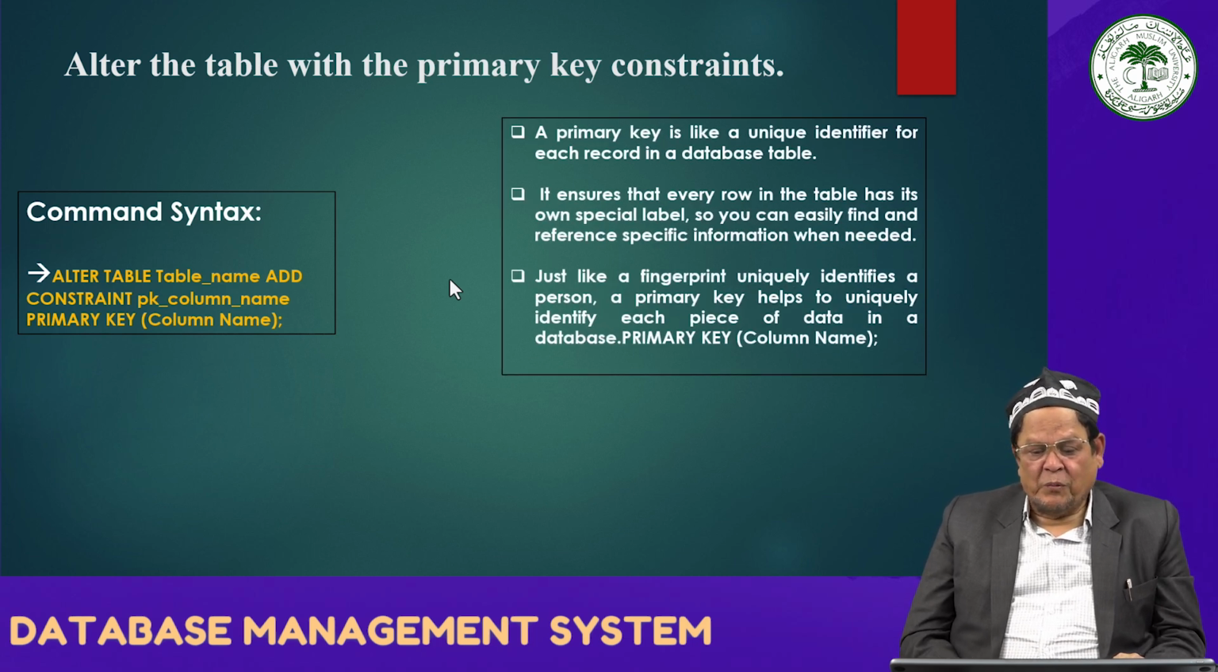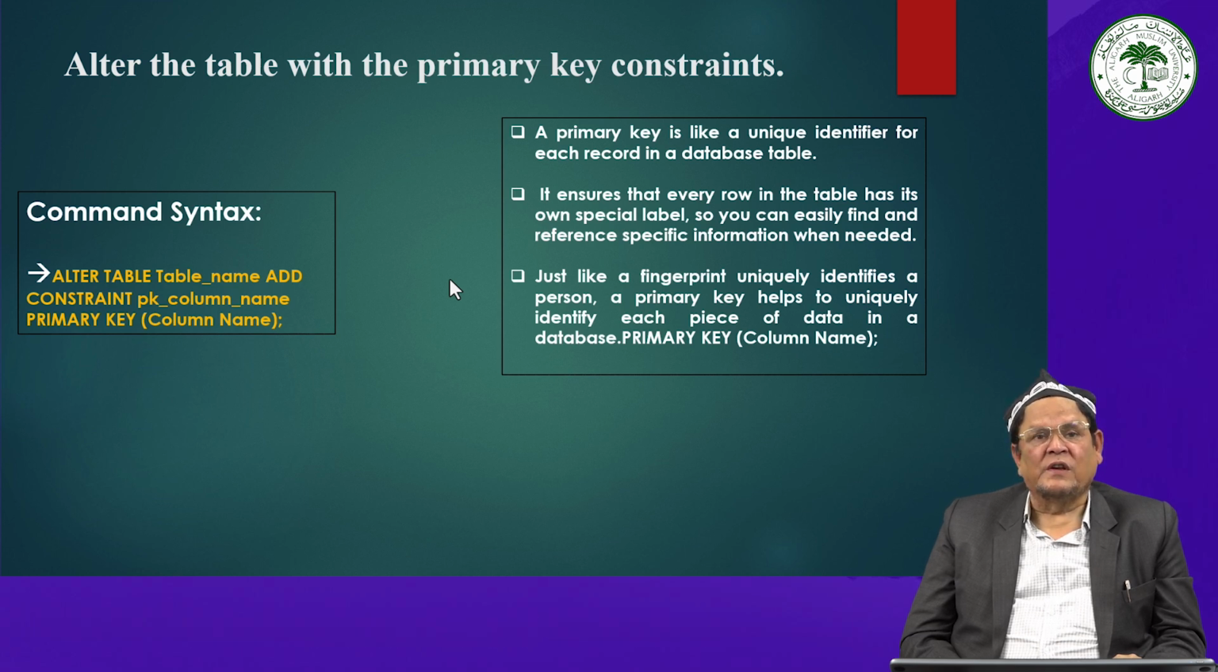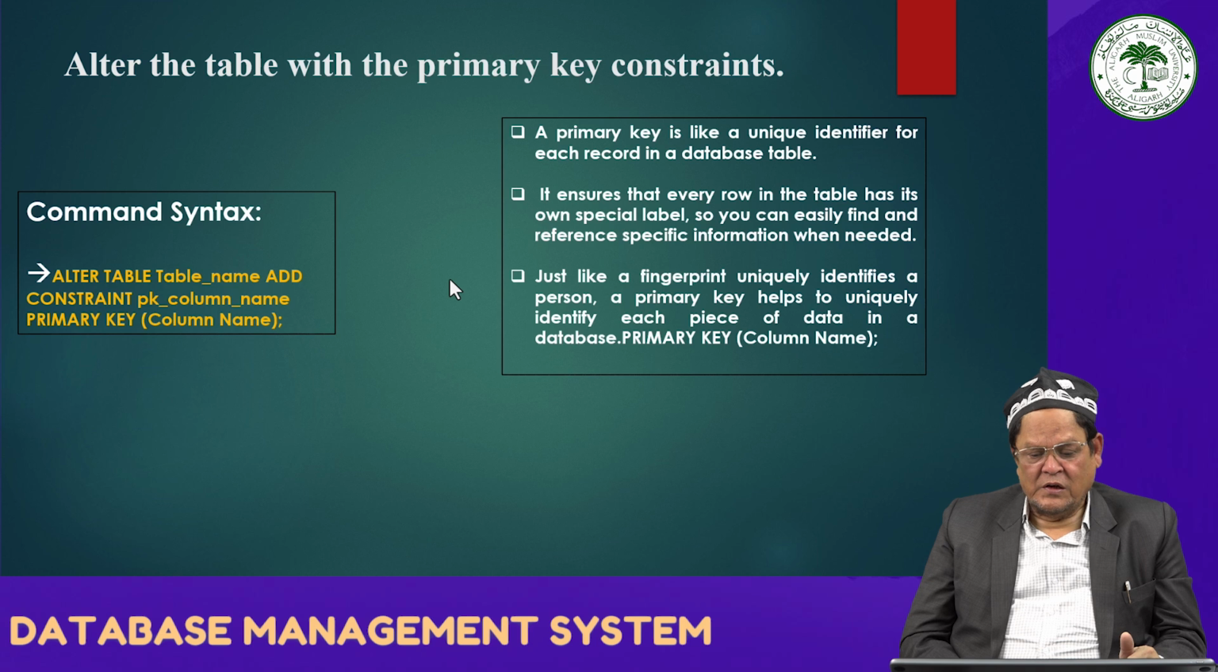It means a primary key is like a unique identifier for each record in a table. It ensures that every row in the table has its own special label, so you can easily find and reference specific information when you need. Just like a fingerprint identifies a person, a primary key helps to uniquely identify each piece of data in the database. So then we can say primary key.